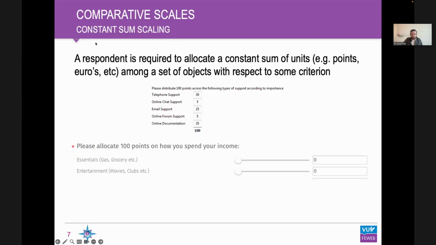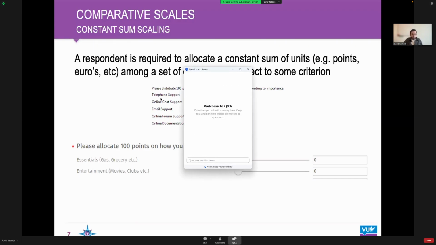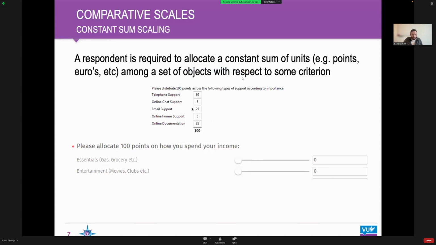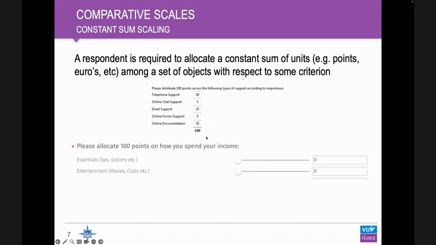And the last comparative scale is the constant sum scaling. In this case, responses are required to allocate a constant sum of units, such as points, euros, dollars, among a set of stimulus objects. For instance, in this case, respondents are requested to allocate 100 among the types of support according to importance. And this gives you more granular information into the rank of these different types of support, but also the level of importance in a way.